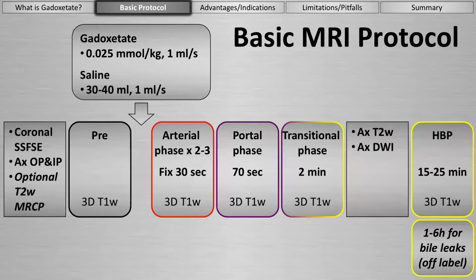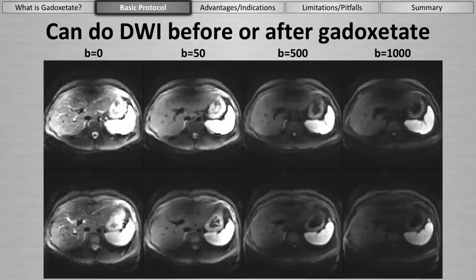In terms of giving the contrast agent, we give an FDA-approved dose at 1 ml per second and chase it with saline at 30 to 40 mLs. I don't want to get into these details today, but if anyone's interested in these details, we can have a more detailed discussion about some of these technical factors.